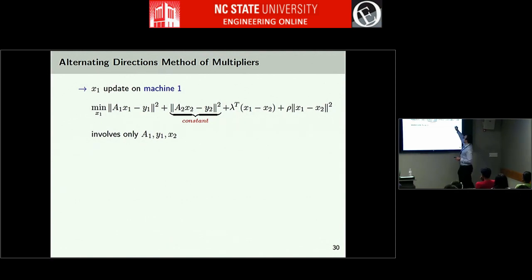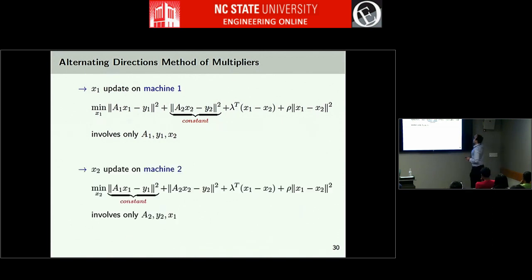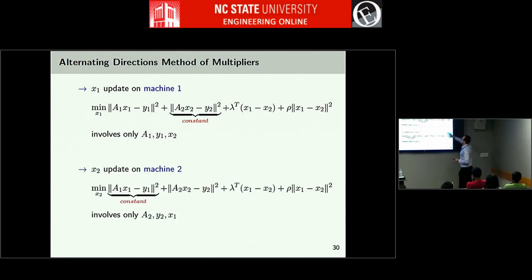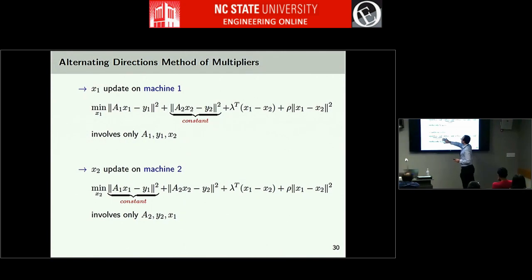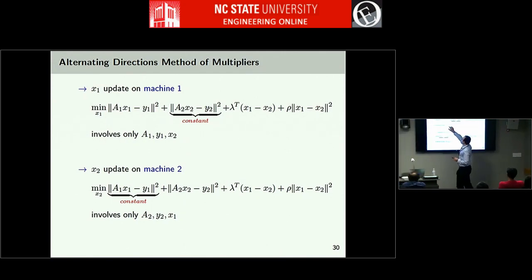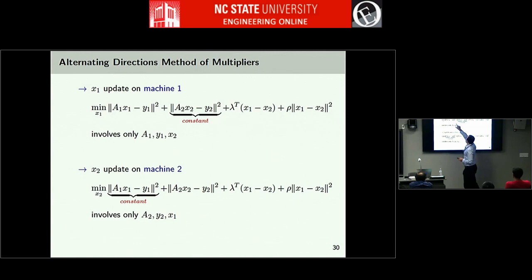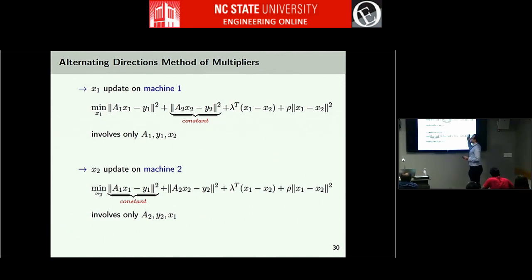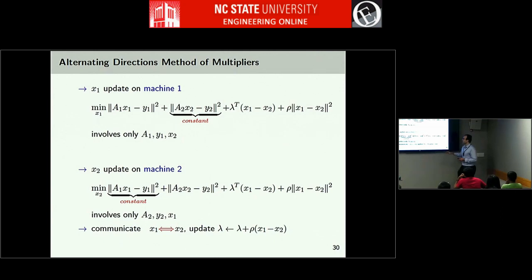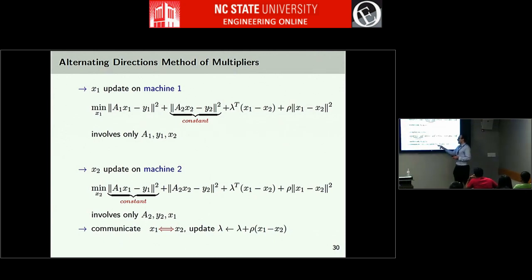It will make x1 and x2 close in Euclidean norm, but you need this parameter rho. And in the second update, in the second machine, you will do another update. The thing is, the first update depends only on a1 and y1 because the value of x2 is constant. On the second machine, you just update x2 while x1 is constant. And then communicate the values, update lambda.